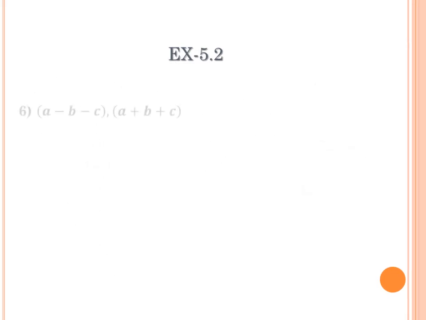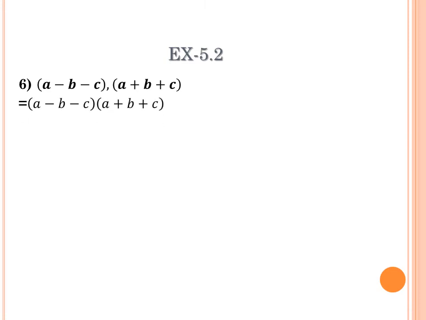So the next math is number 6, (a minus b minus c)(a plus b plus c). As we see already, formula number 3 is related with only 2 terms, but in here you can see this math is related with 3 terms. So at first we have to make these 3 terms into 2 terms. How can we make? We can make by this.